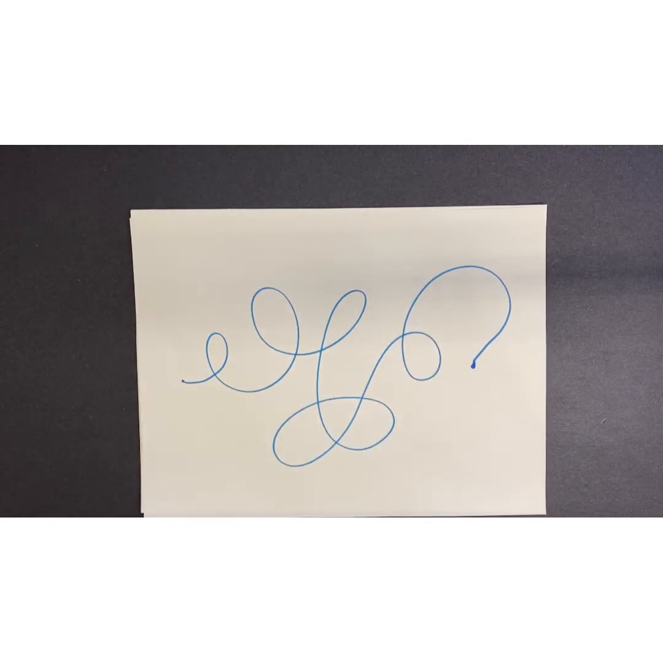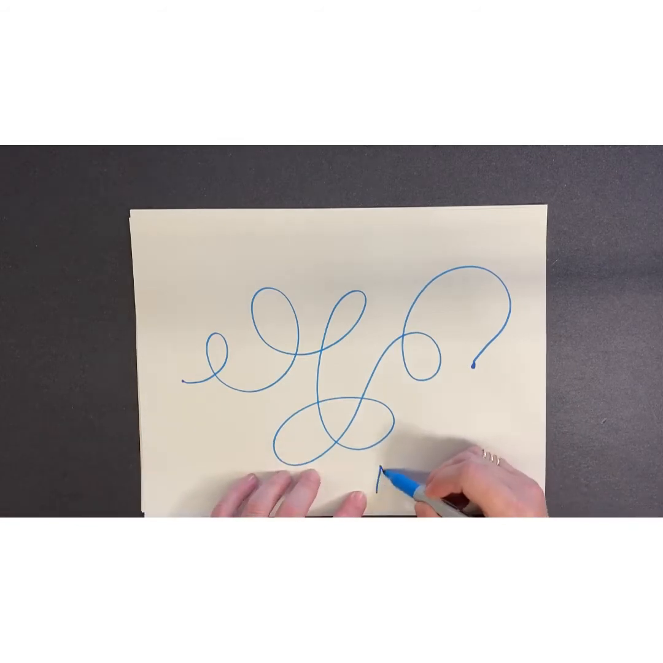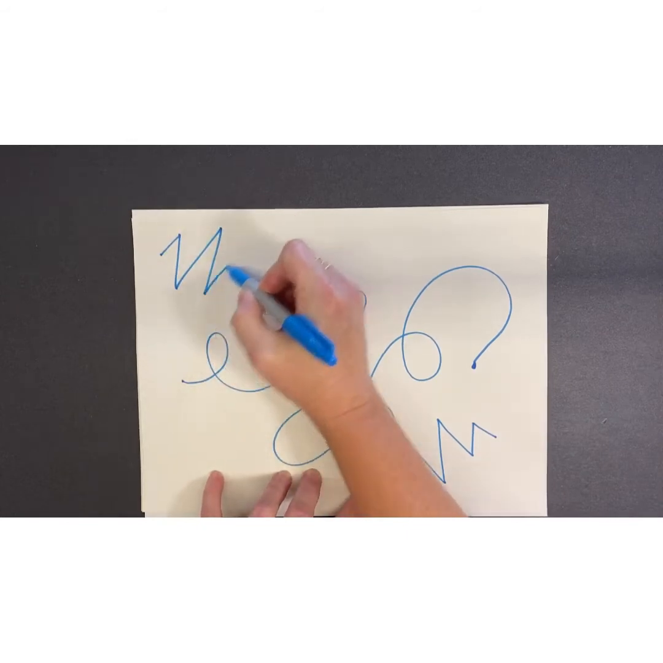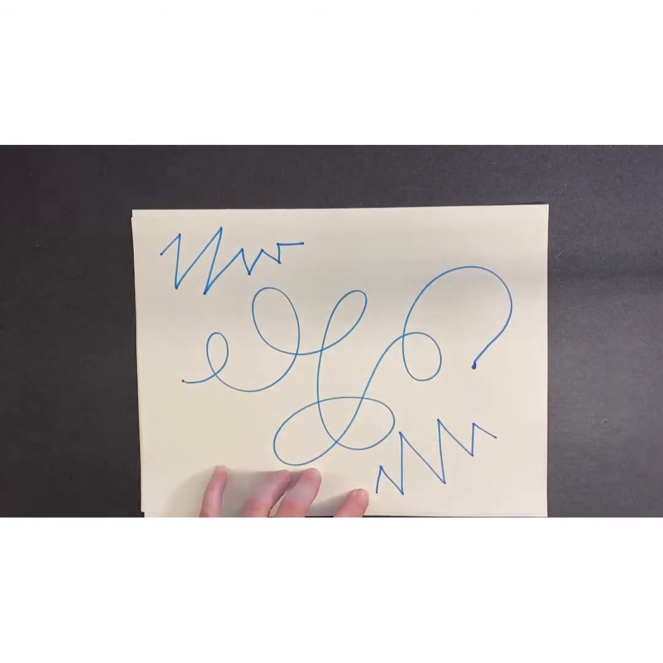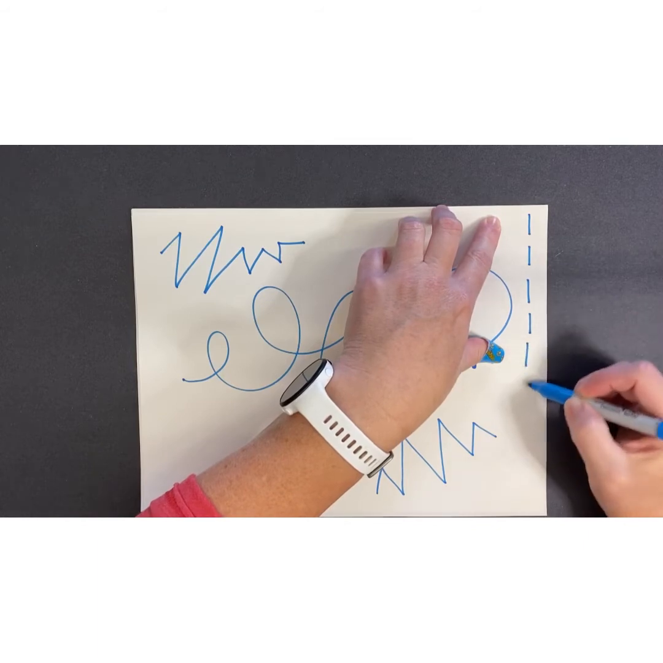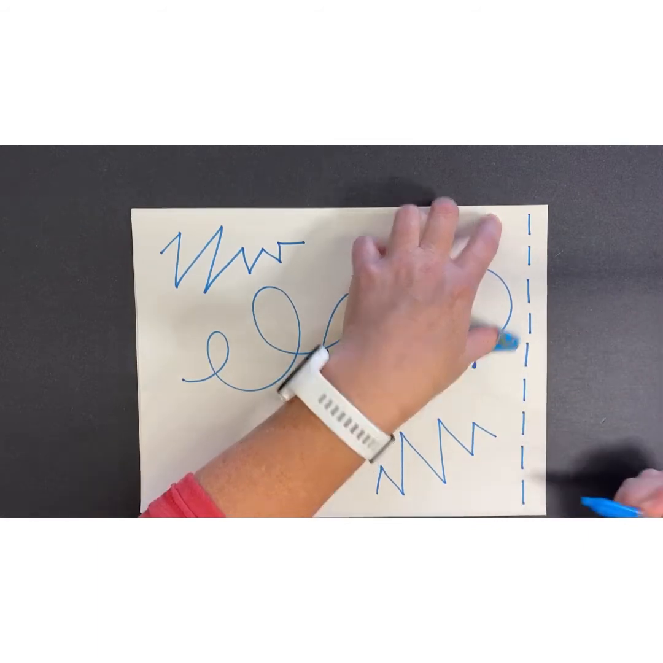Now, we know that lines don't always have to be straight. They don't always have to be loop-de-loop. Sometimes they can be zigzags. So here's some zigzags. Zigzags are pretty sharp and pointy. You know a line could possibly be broken. So here's my broken line right here, all the way down.